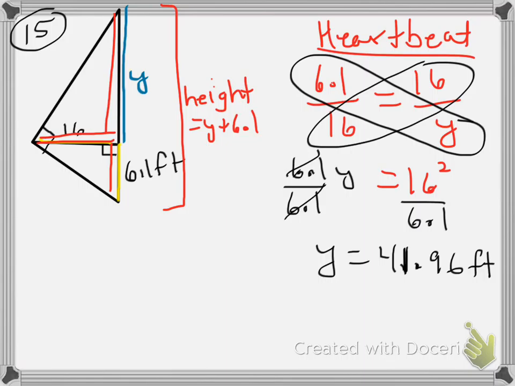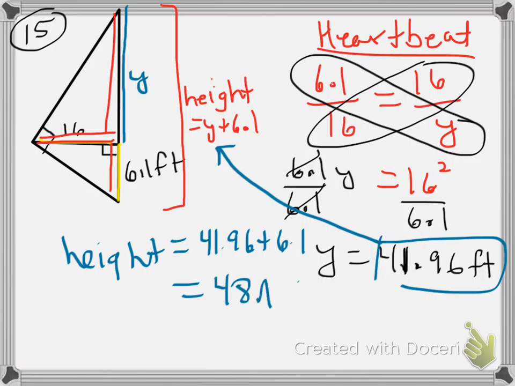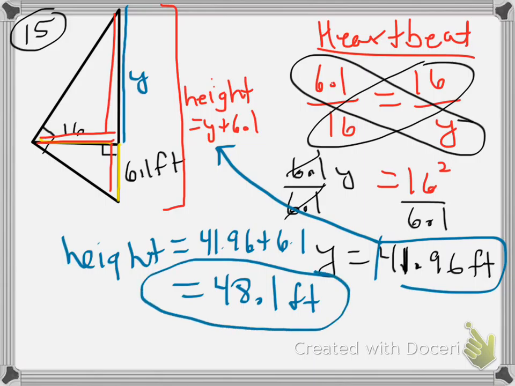So let's put that other information in here. This is going to go over here. The height is really 41.96 plus 6.1, which is basically 48.1. That doesn't look neat. 48.1 feet tall. So now you just have to be careful that tree doesn't fall on your house.